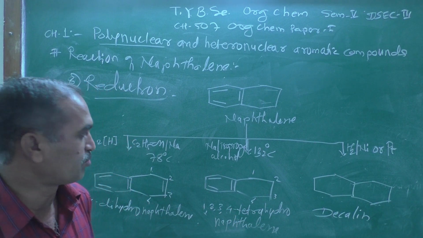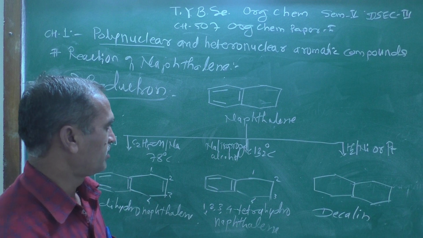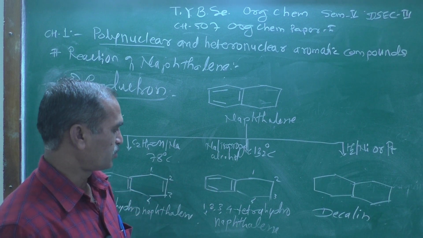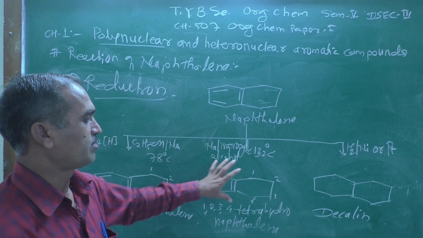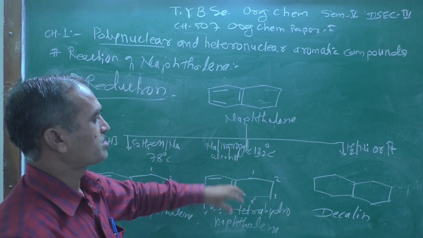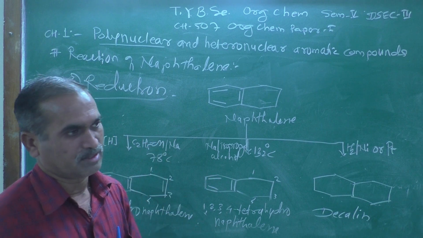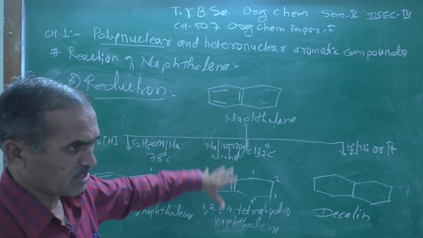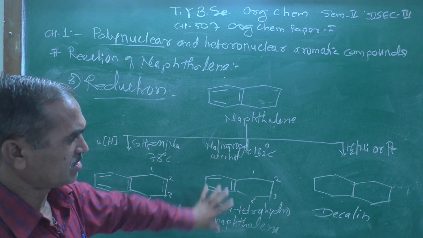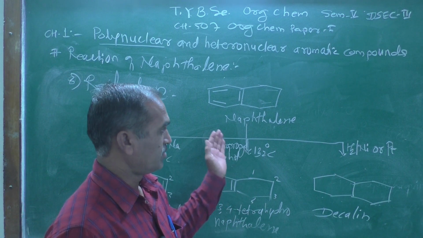Look at 1, 2, 3 and 4. There is a CH2 group, and that type of compound is called 1, 2, 3, 4-tetrahydronaphthalene. So one of the rings is completely saturated and the other ring remains as benzene. As we know, benzene is aromatic in nature.